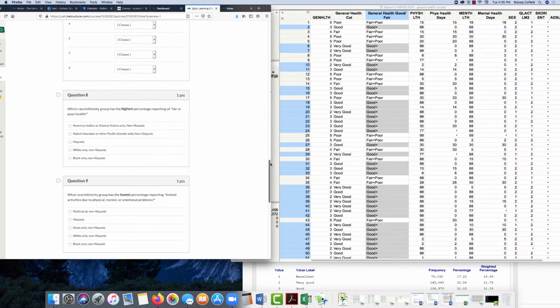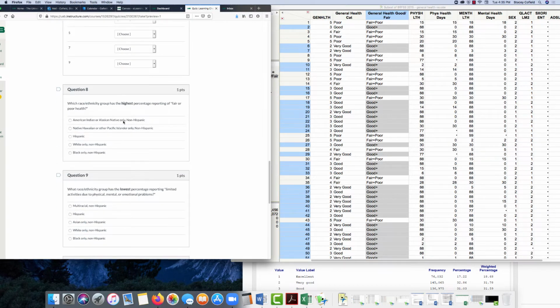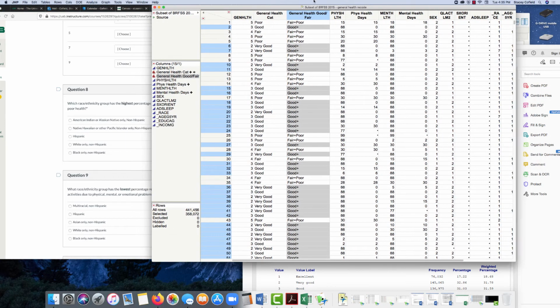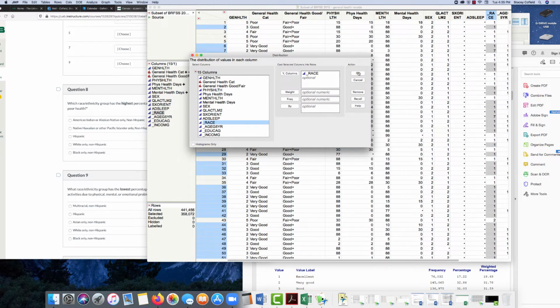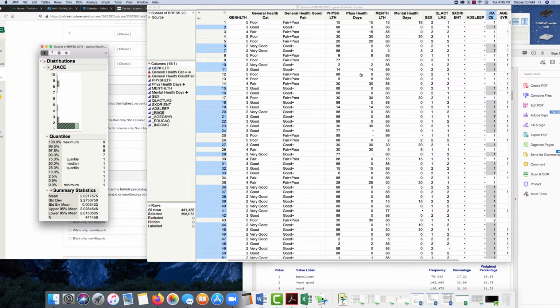The next question looks at race and ethnicity. Which group has the highest percentage of reporting fair or poor health? That means you have to go to the race ethnicity column. And if I simply do a distribution on race and ethnicity, it's coming in as numeric and it's giving me a mean race. Well, that doesn't make any sense. Obviously, this variable needs to be recoded as well.